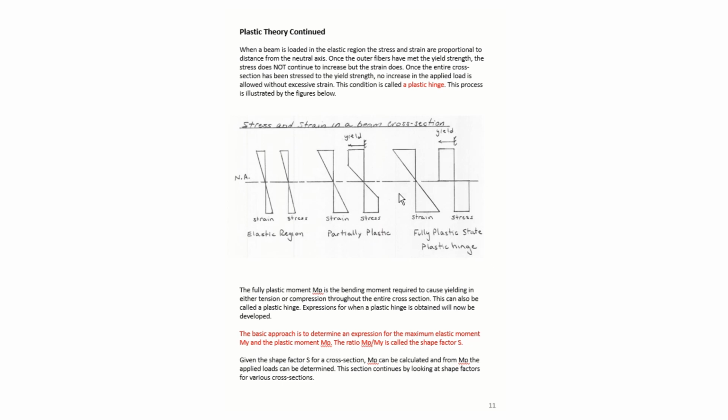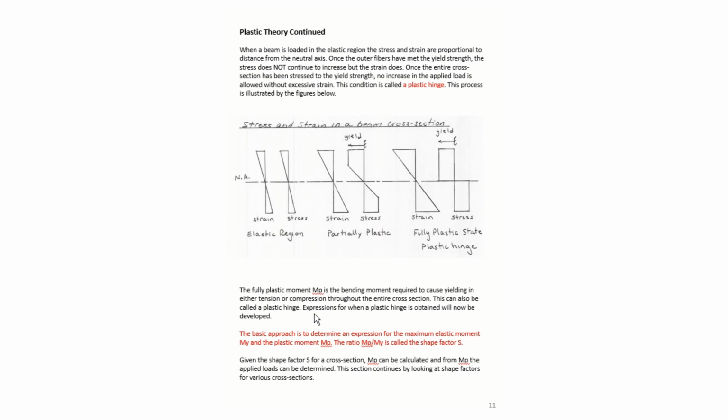Once we hit this state where we are fully plastic, or a plastic hinge has been created, we call that point the fully plastic moment, MP. And in bending, it's the moment required to cause yielding in either tension or compression throughout the entire cross section. So once we hit our plastic moment, that is the maximum moment the beam can carry before it completely fails.